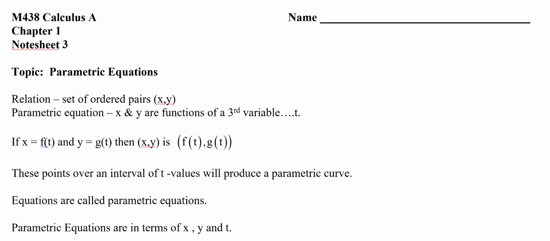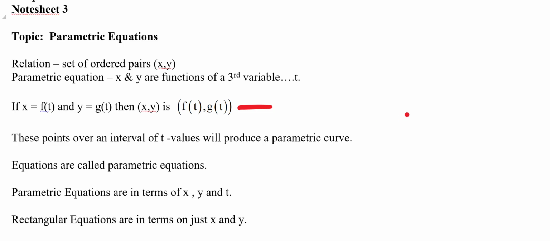Just to look at the note sheet here, it's a relation. Basically, you see a set of ordered pairs, your x, y. And a parametric equation has a third variable. We call that t. A lot of times t is time, but it can be whatever. I'm just going to highlight here a little bit. So x is f of t, in terms of t, and y is g of t. Instead of having an xy function, you're going to have f of t and g of t. It's just an additional variable in here. And these points over an interval of t values will produce a parametric curve.